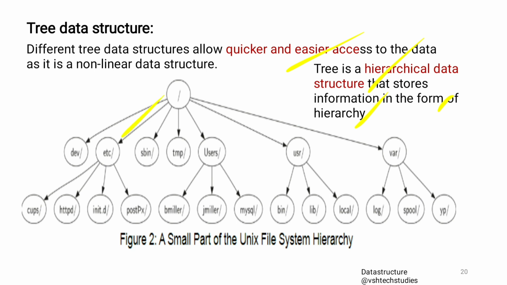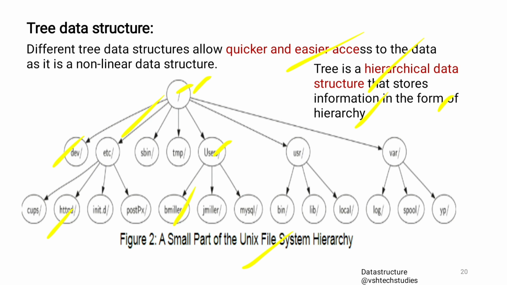If you observe this figure, which is showing a small part of Unix file system hierarchy. File system hierarchy means the directory, subdirectory, in those subdirectories which all files are stored. So this information is stored at different levels. First, we have to see the directory. In that which subdirectory we can get the required file. So storing the data at different levels, that is called as hierarchical data structure.